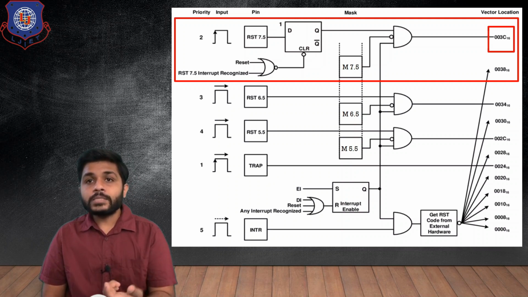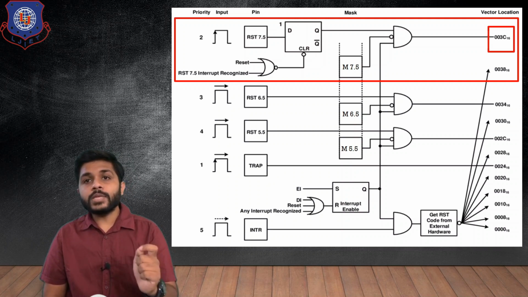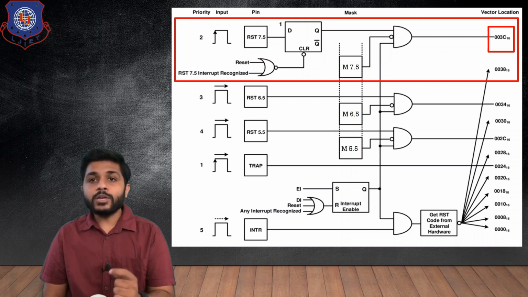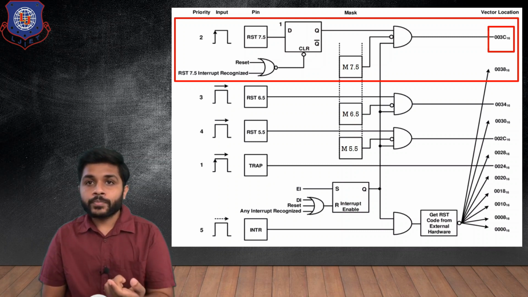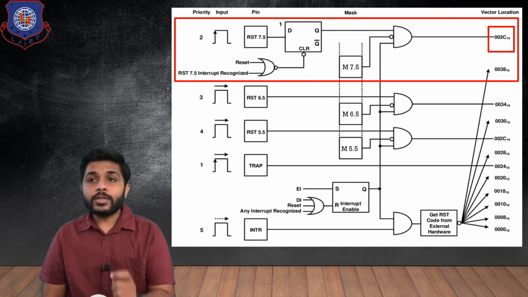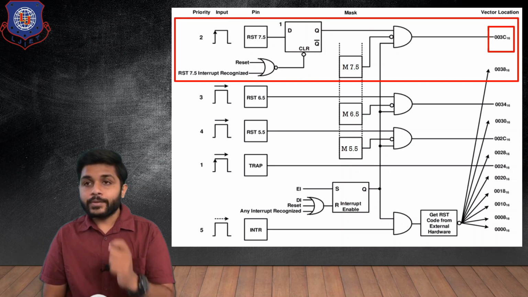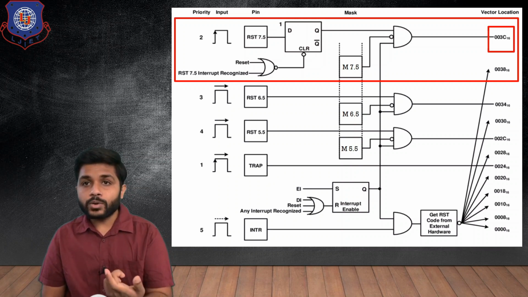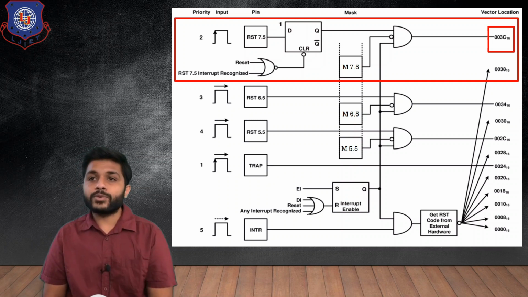Vector location means whenever the microprocessor receives any interrupt, the processor will stop its current execution and it will jump to the vector location. So in this interrupt, when the microprocessor receives the RST 7.5 interrupt, the microprocessor will stop its current execution and it will jump to the 003CH vector location. And from the 003CH vector location, there will be the interrupt service routine.